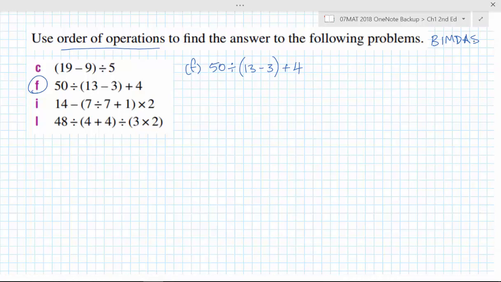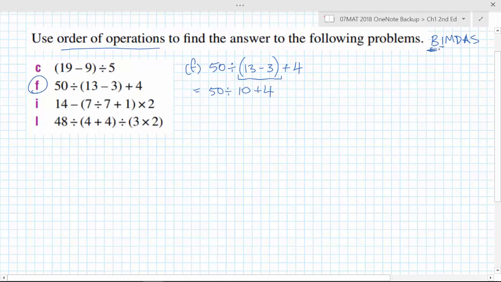Okay, so let's have a look here. B stands for brackets. Do I have brackets? Yep. So I solve anything inside brackets first. So this is my first thing that I look at. So I have 50 divided by, and you'll see I just rewrite it and I just do it bit by bit so I don't make mistakes, 13 take 3. 10 plus 4.